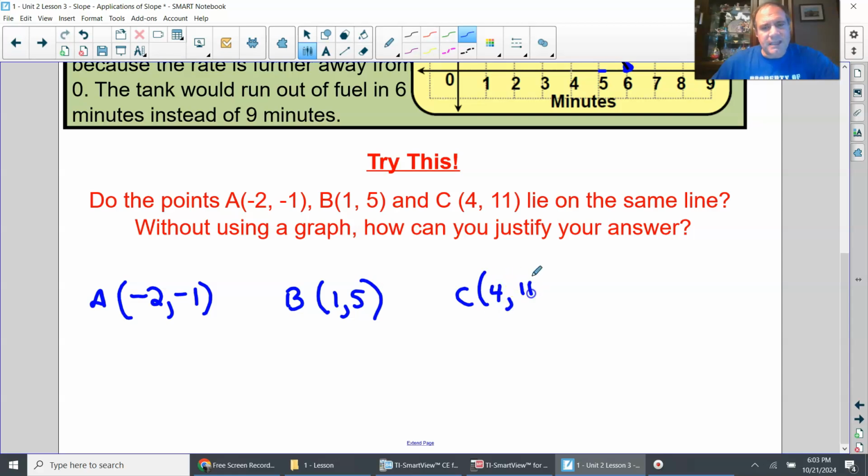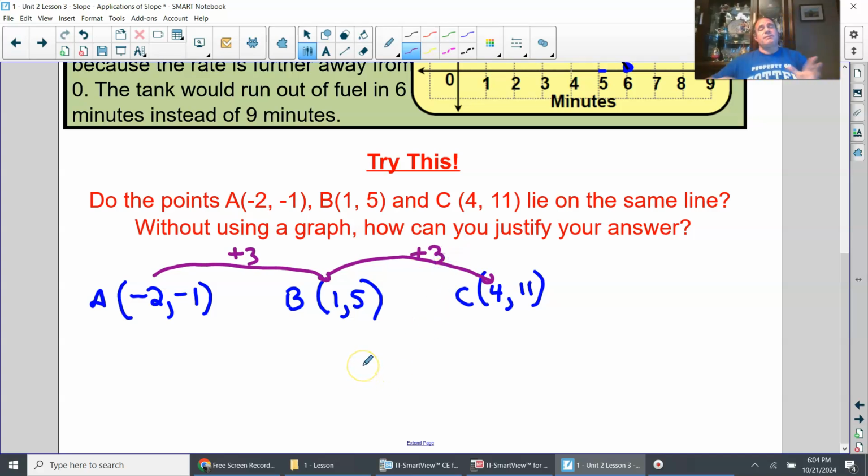And I'm just going to take the X values and see what's happening with the X's. So just take a look. From -2 to 1, that's plus 3. From 1 to 4, that's plus 3. So it looks good. So it says it's adding 3 to each X.